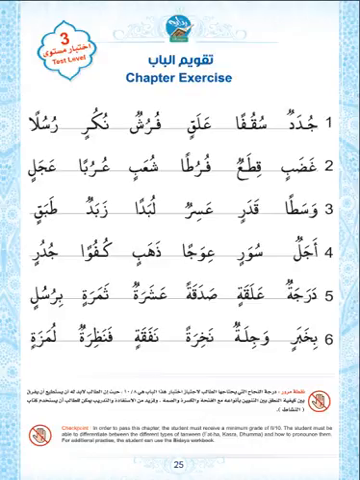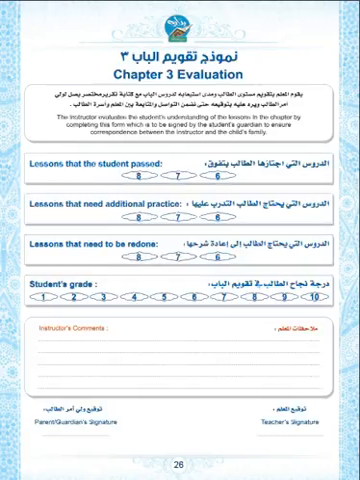On the second page of this chapter exercise, as usual, we have the evaluation. This again is used as the main form of communication between the teacher and the student's parent or guardian, as well as between the teacher and the coordinators of the school, if such a case exists.